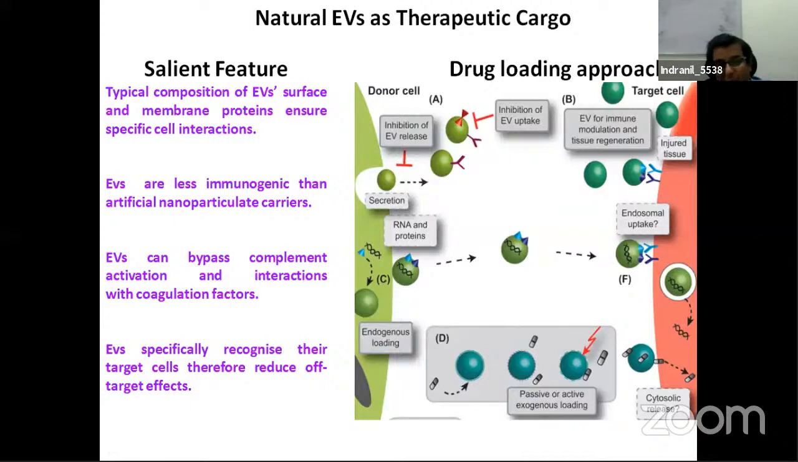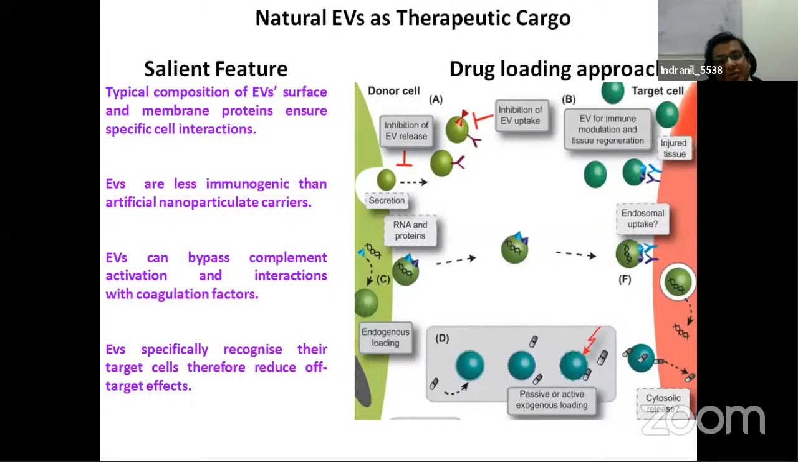Now, if I take a small pause here, my point so far is that from the cell, we can get membrane-derived vesicles of different sizes. It could be apoptotic bodies, it could be exosomes, it could be microvesicles.